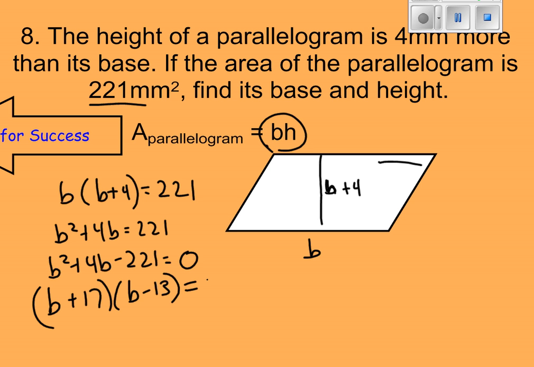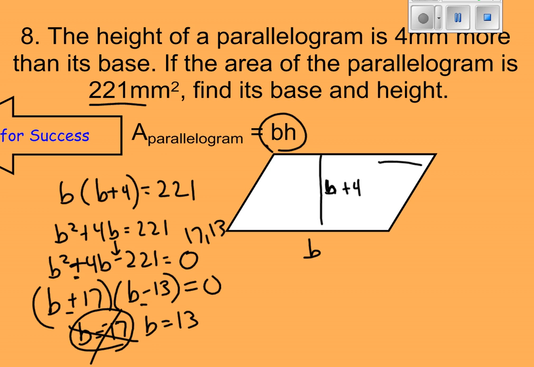Now, why is it that way? Because remember, that's negative. That means I get one of each sign. This sign goes with the bigger number. It was 17 and 13, so it's b plus 17, b minus 13. So that means b equals negative 17 or b equals 13. Now, here's where I got to think. Can I have a negative length? Absolutely not. So b equals 13, so that means the base is 13, the height is 17.